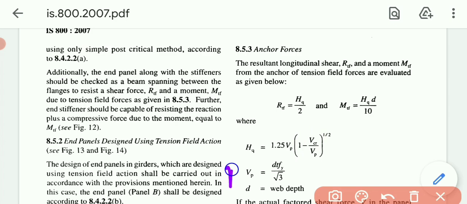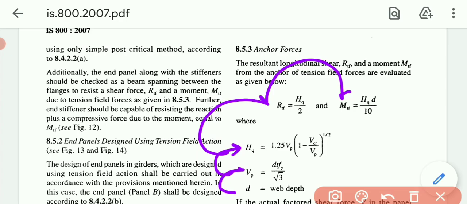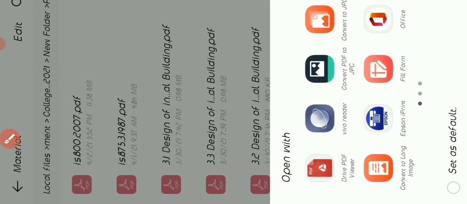And talking about Vp, it is given over here, that is the formula D into T into Fy divided by root 3, where D stands for depth of web, T stands for thickness of web, and Fy, that is 250 Newton per mm square. So ultimately, once we get the value of Vp, then from Vp we will get the value of HQ, and from HQ we will get the value of RTF as well as MTF. Okay, so now let's calculate those terms.